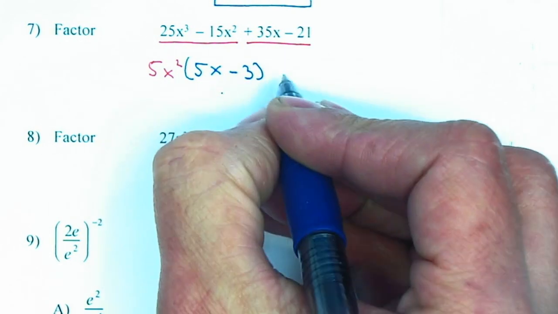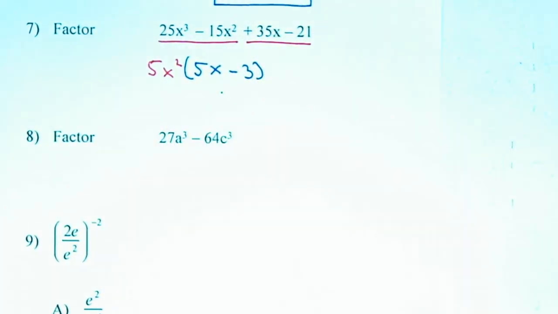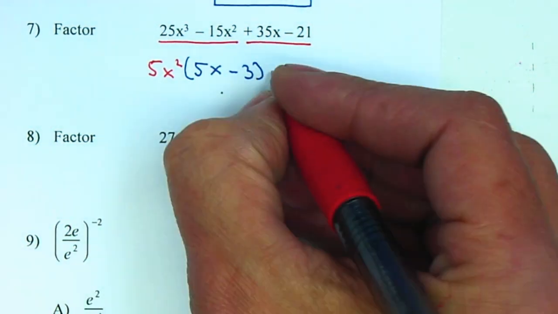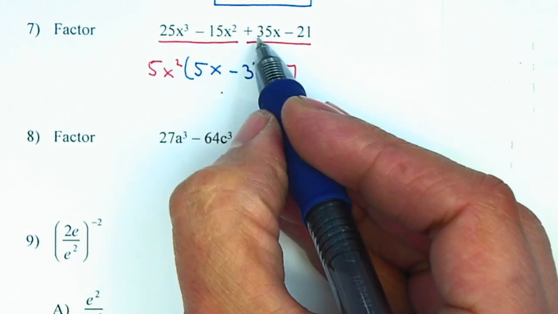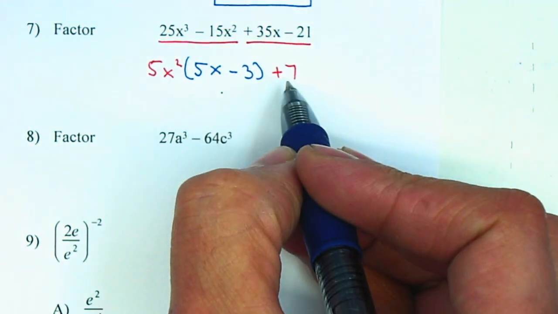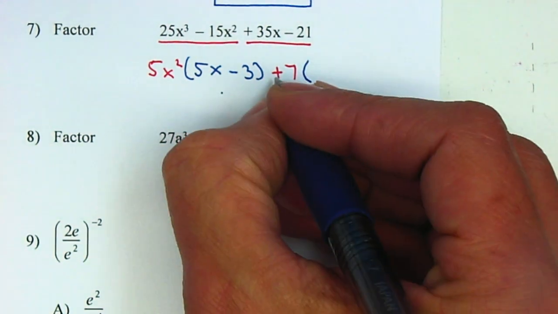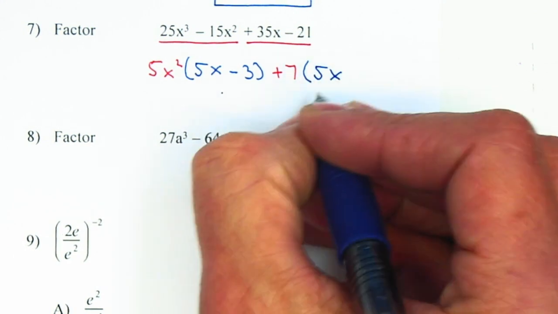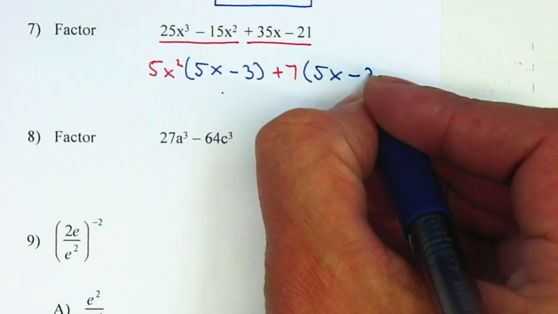Negative 3. Now what can I take out of the 35x and minus 21? One number divides 35 and 21. I want to take out a positive 7. Remember, if the first number is negative, then you have to take out a negative 7. So what do I need to multiply 7 by to get 35x? That'll be 5x. 7 times what is negative 21? That will be negative 3.